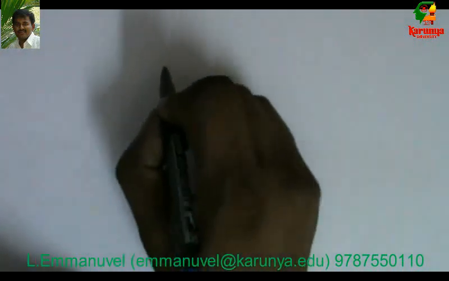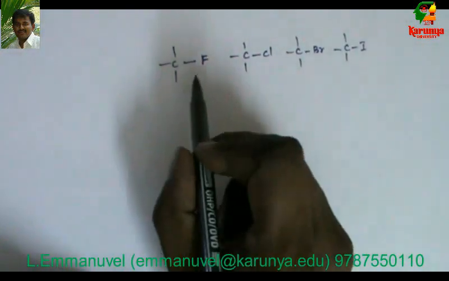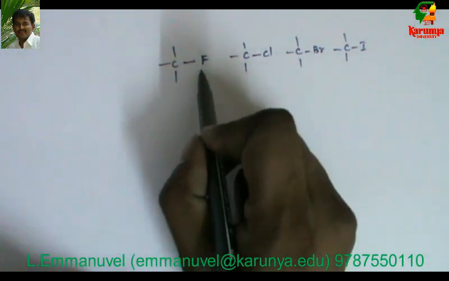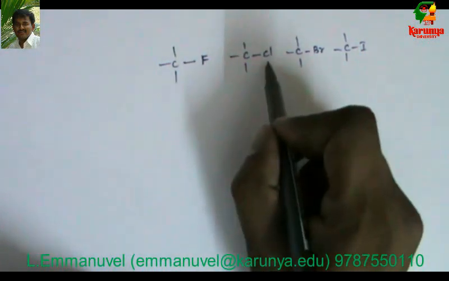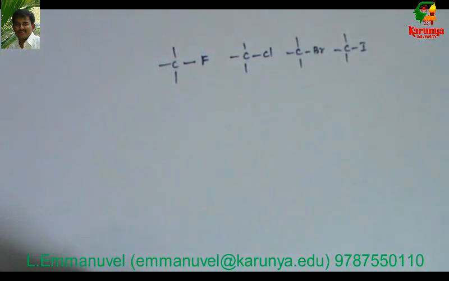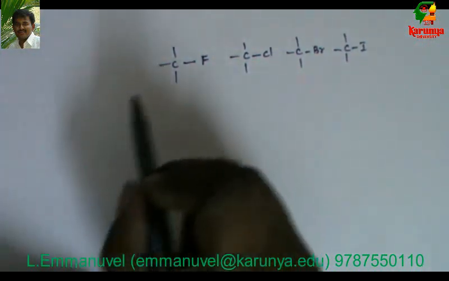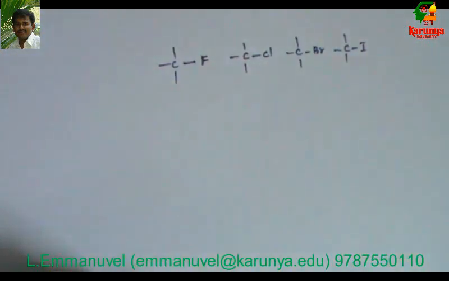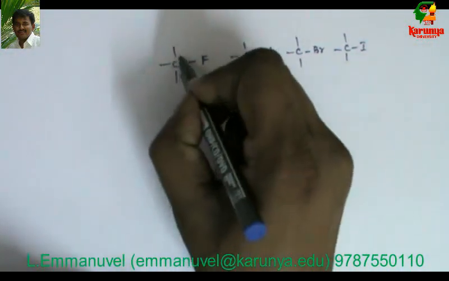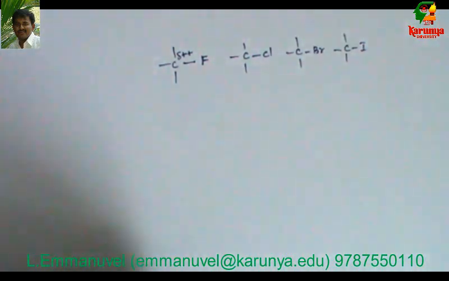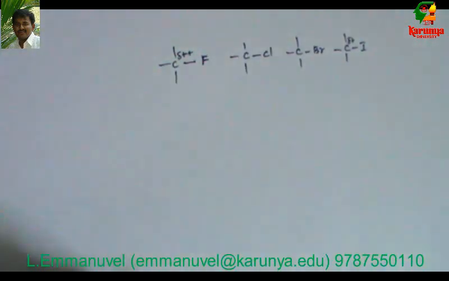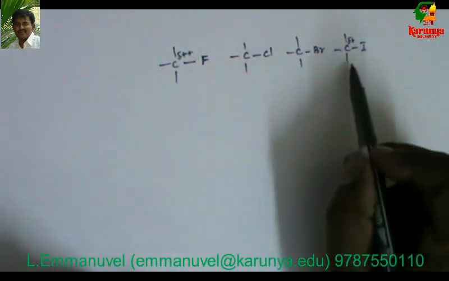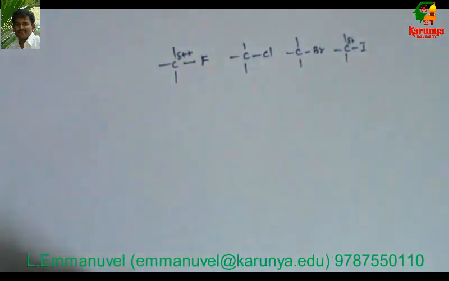Now let us go to the halogens. The electronegativity is more for fluorine and less for iodine. But iodine is easily displaced by nucleophile than fluorine. Even though the del plus is more on this carbon compared to this, this one is readily displaced than this one.